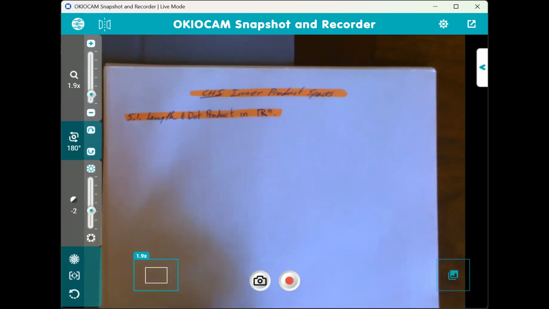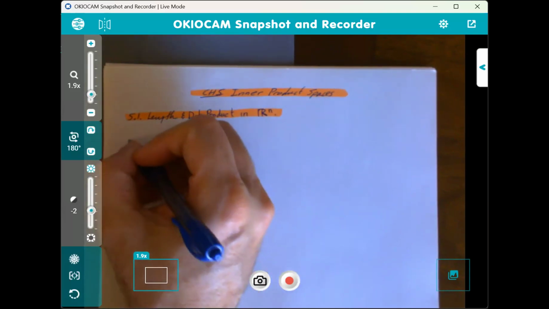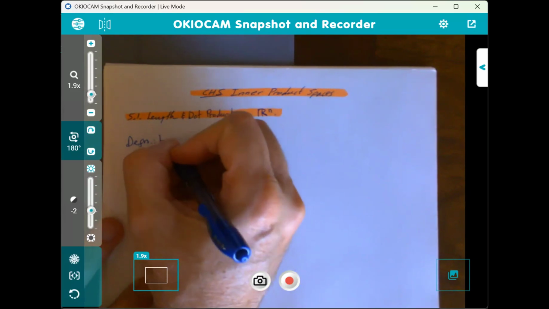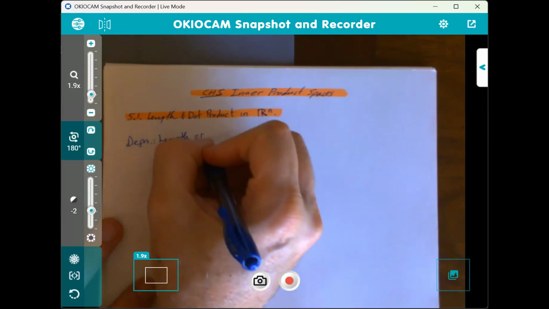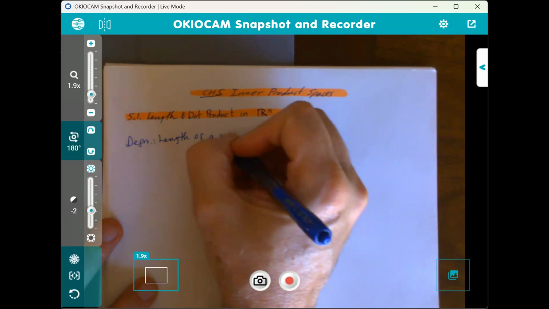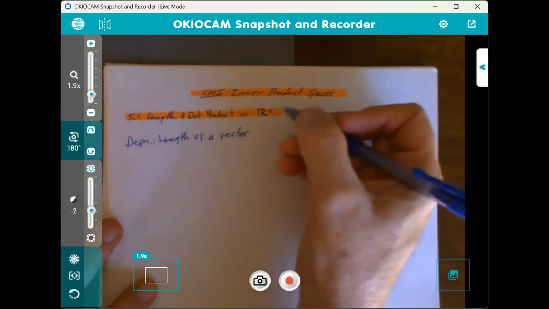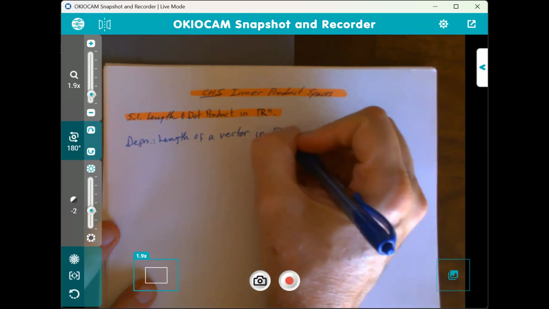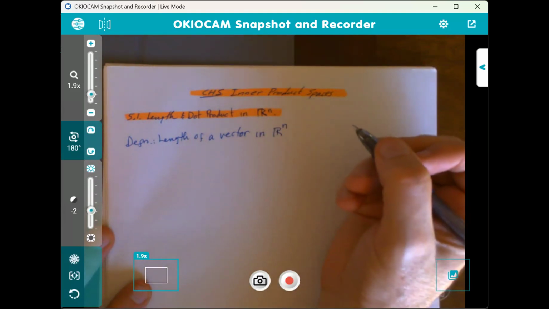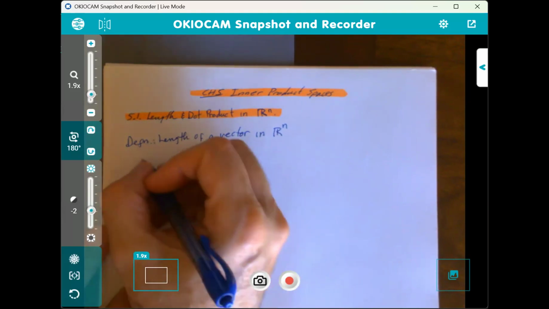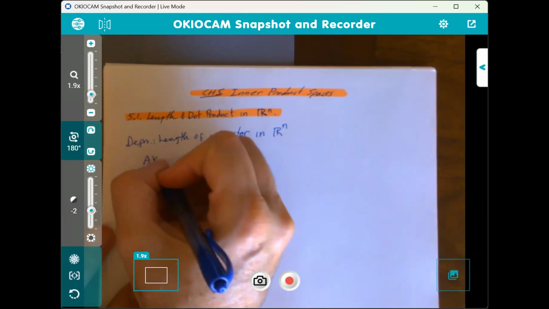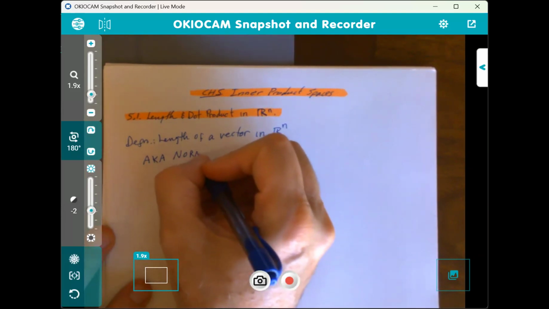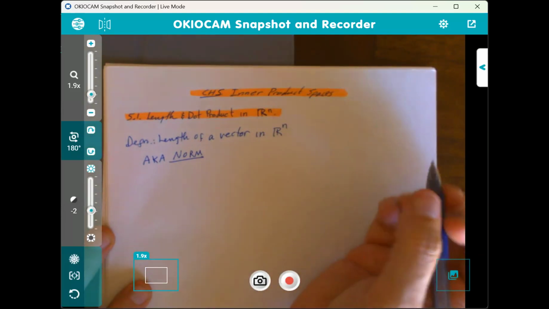First of all, the length. So let's do that. This is a definition of the length of the vector. The length of a vector, whatever the vector may be, v, u, w, we're going to look at the length in Rn. Now, the length of the vector is also known as the norm of a vector. So a length or norm of a vector.